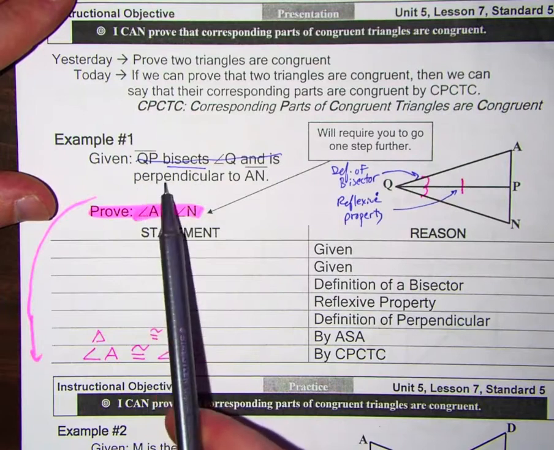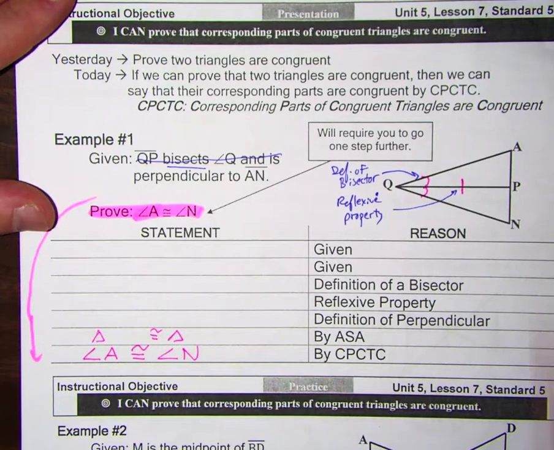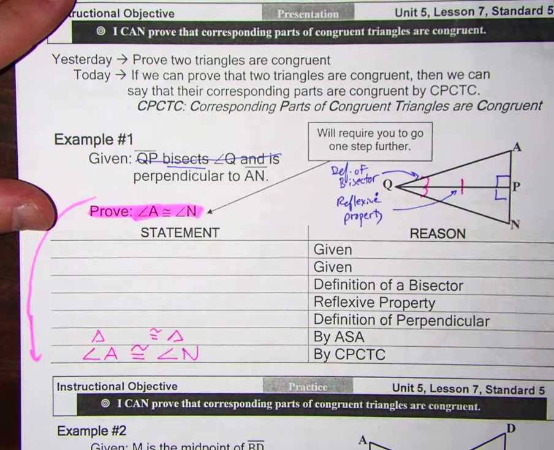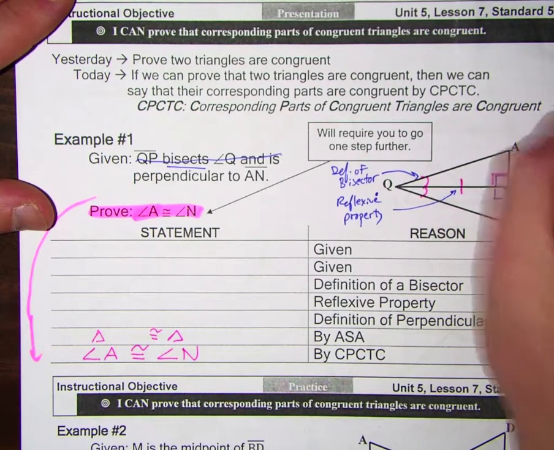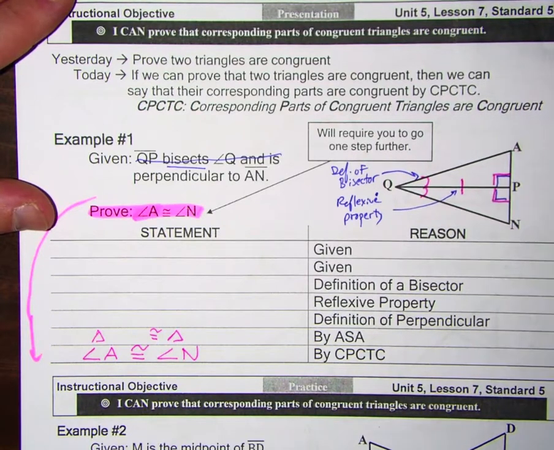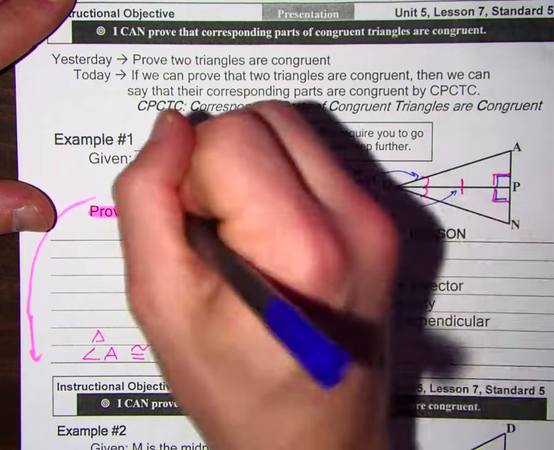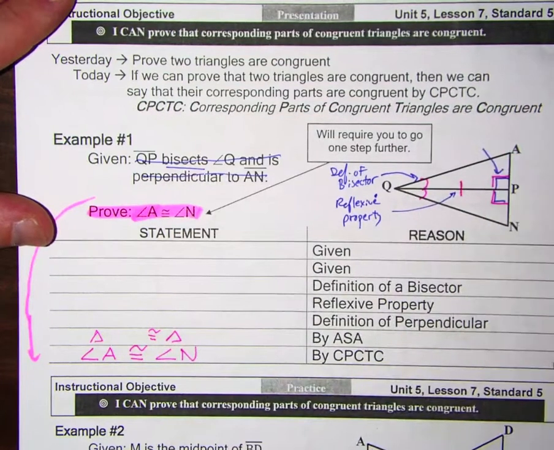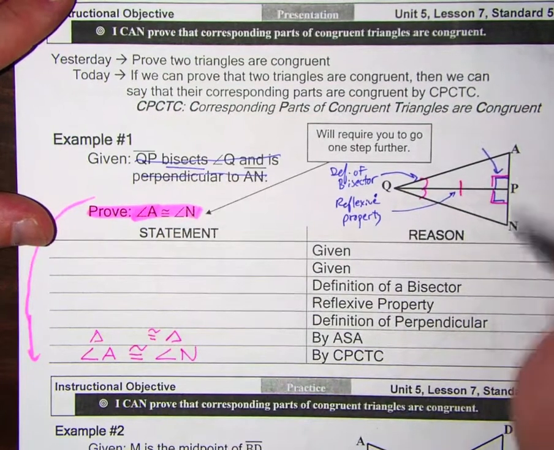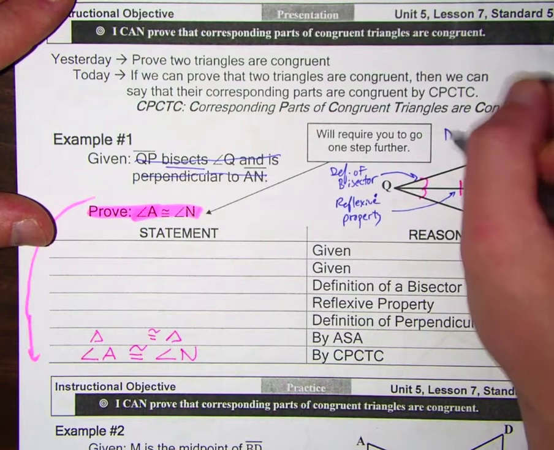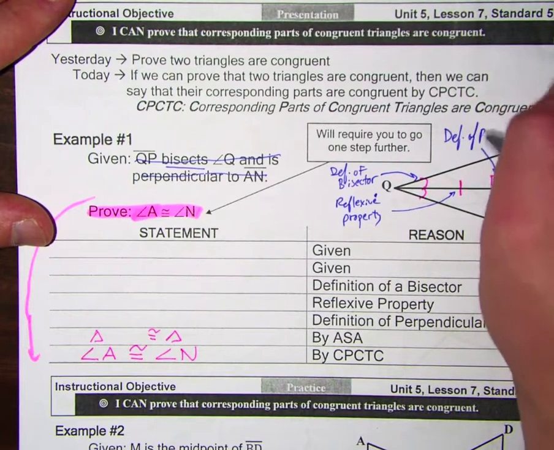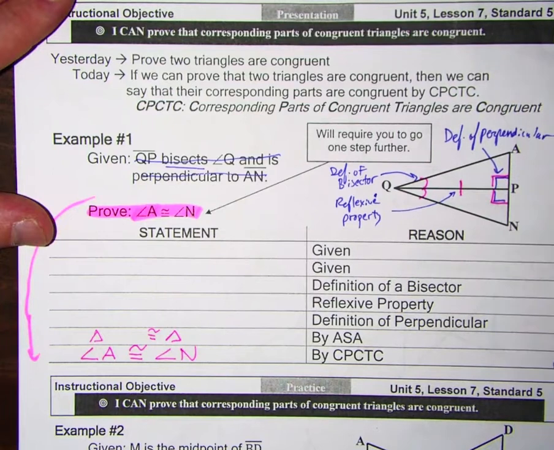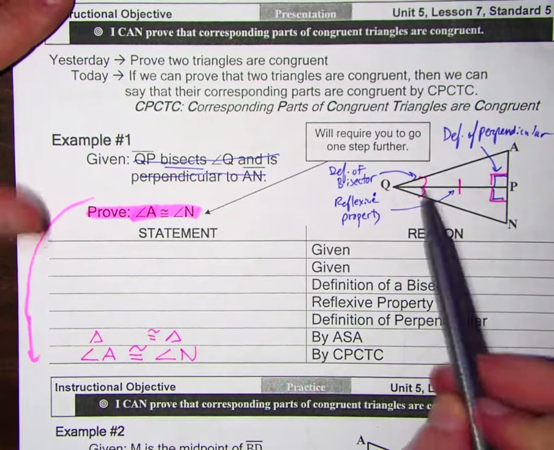Turns out the segment QP is also perpendicular to segment AN. That's what's going to happen here. The reason I was able to put that marking there, definition of perpendicular. Two things are 90 degrees if they're perpendicular, and segment QP and segment AN are perpendicular. So this will be the definition of perpendicular. Okay, I've got my 3 markings.